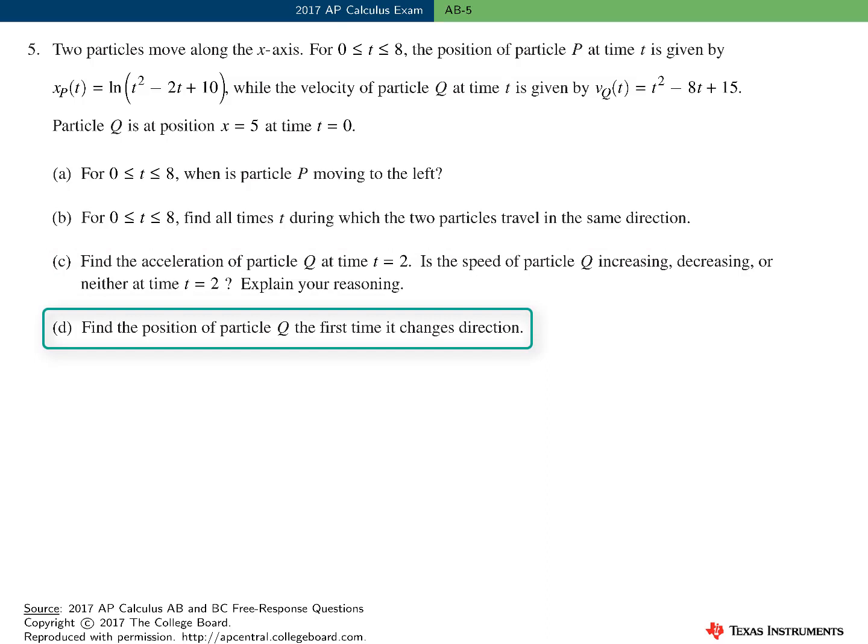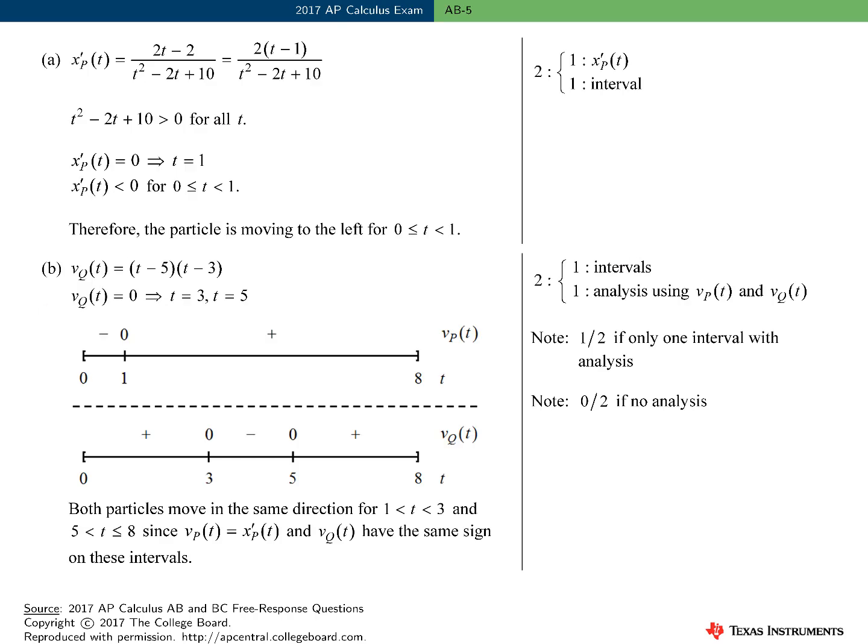And then finally in part D, we need to find the position of particle q the first time that it changes direction. Here's a quick look at the scoring standard used at the AP Calculus reading. And remember, I'm going to focus on the solutions, not how the points were awarded.